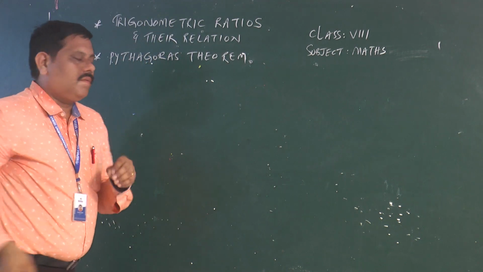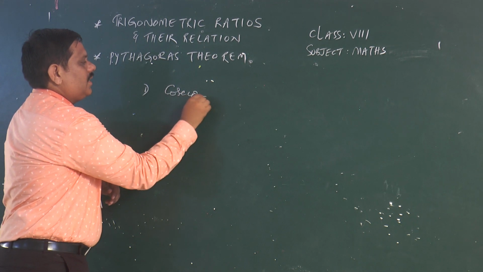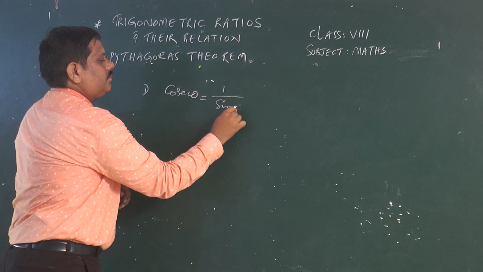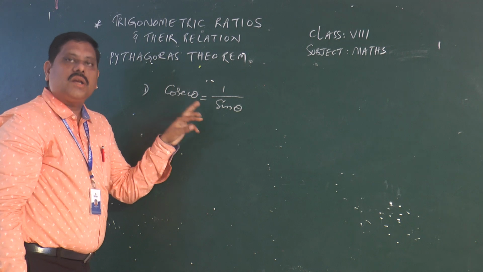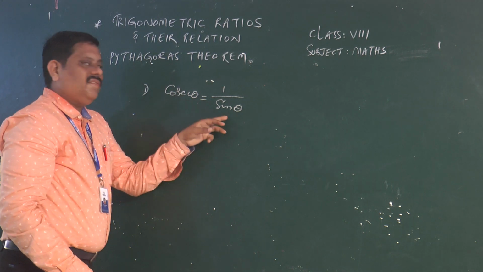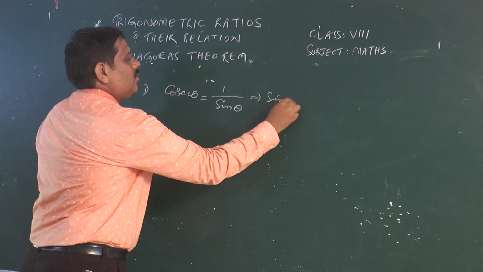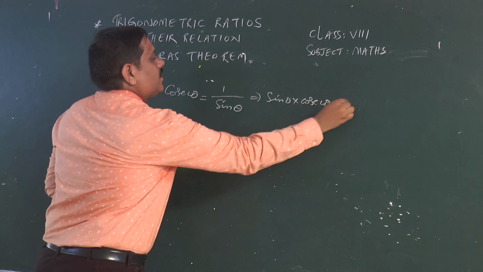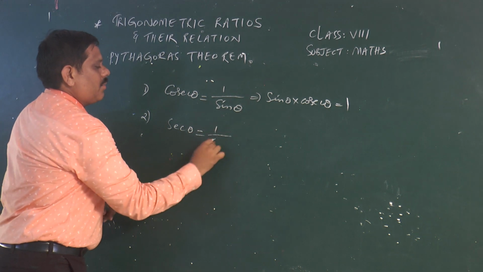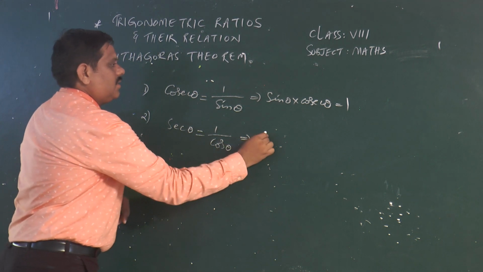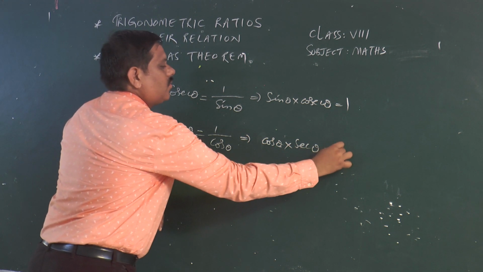The relation between them is, first one, cosecant theta is 1 upon sine theta. So these two are said to be reciprocal ratios. If you find the product of these two, that results in 1. That implies sine theta into cosecant theta is equal to 1. Next, the second one is secant theta equal to 1 upon cos theta, that implies cos theta into secant theta is equal to 1.